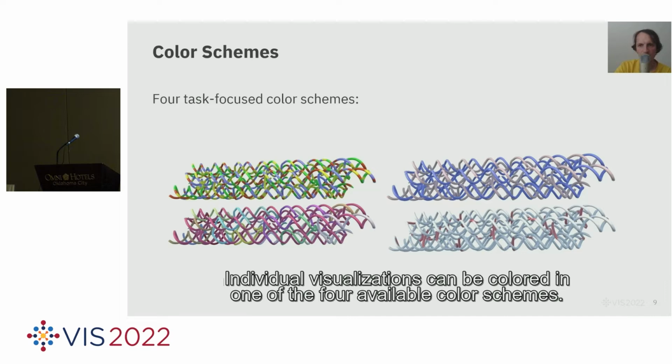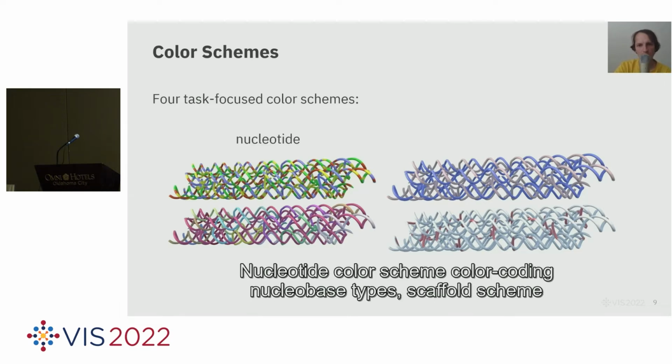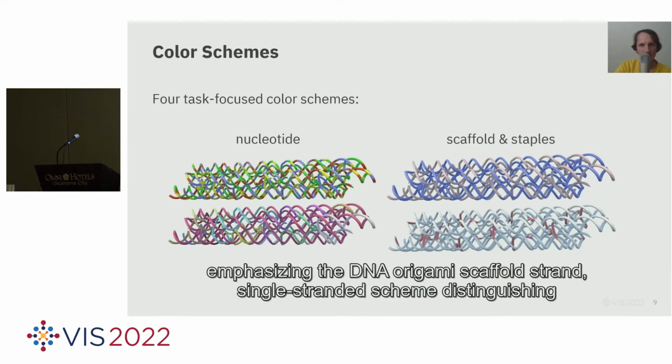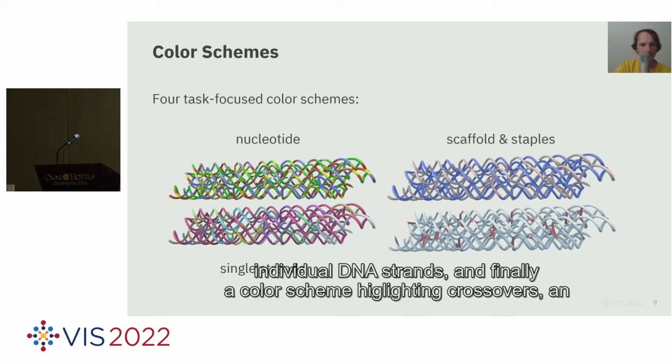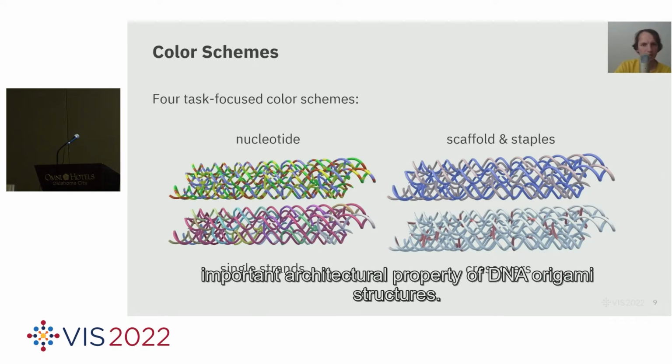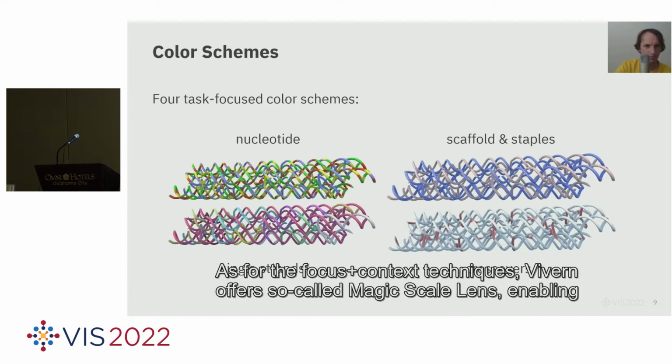Individual visualizations can be colored in one of four available color schemes: nucleotide color scheme, color coding nucleobase types, scaffold scheme emphasizing the DNA origami scaffold strand, then single-stranded scheme, which distinguishes individual DNA strands, and finally a color scheme highlighting crossovers, an important architectural property of DNA origami structures.